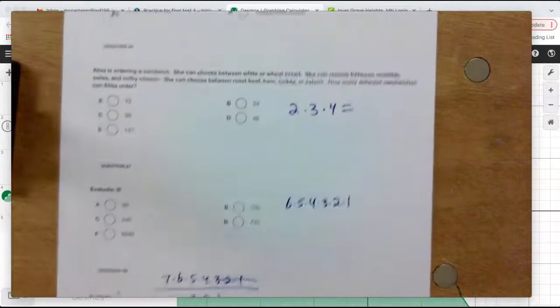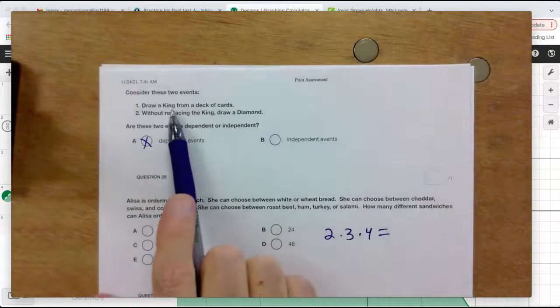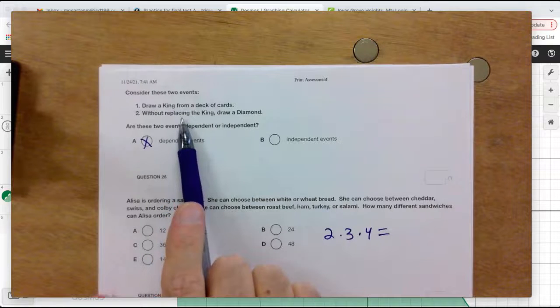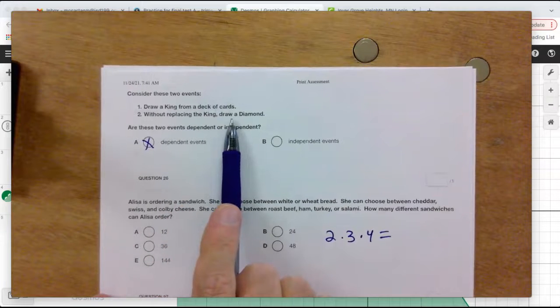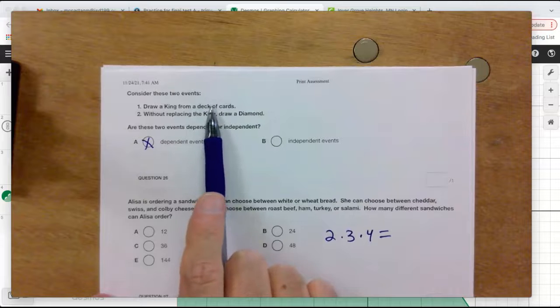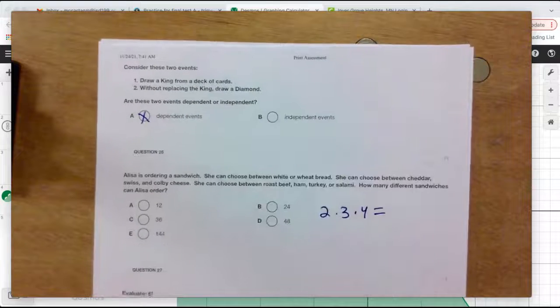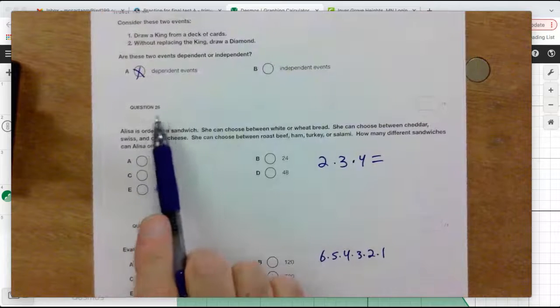Guys, you can draw a king of diamonds that would affect the second draw. You could draw a king of diamonds. That would affect the second draw. You're not replacing it. So those are dependent events, all right? Number 26 is the fundamental counting principle.